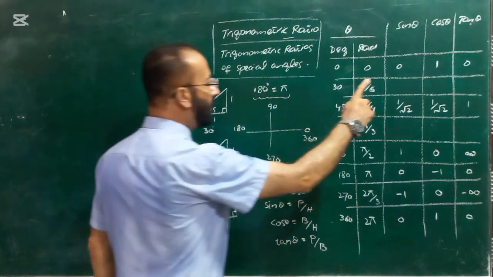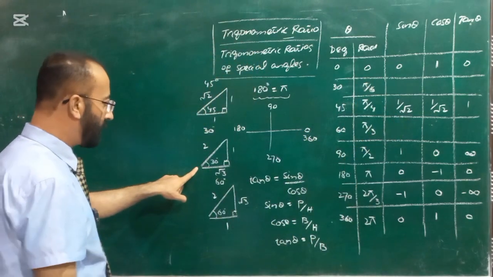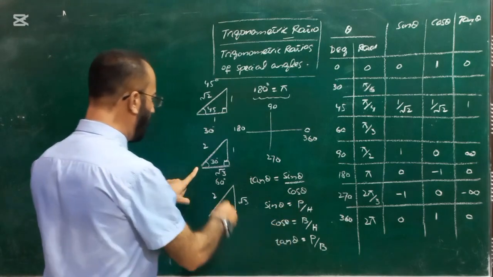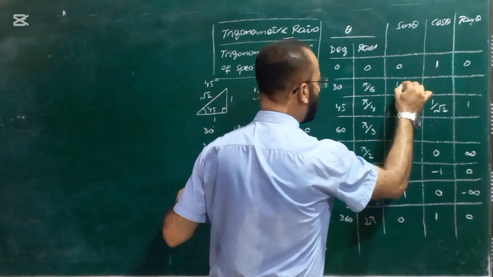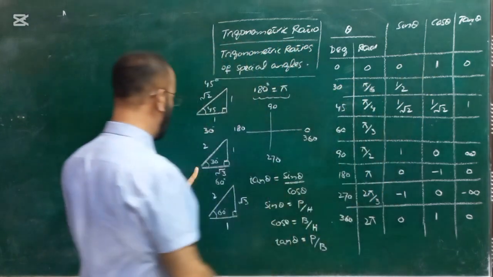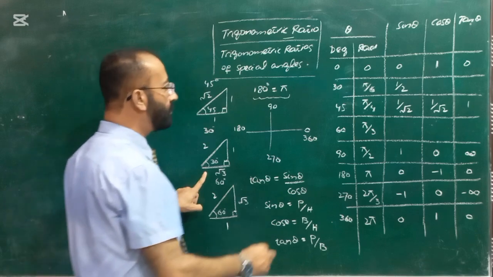So look now, sine 30. Here is the 30 degree triangle. Sine is perpendicular over hypotenuse, so 1 by 2. Next is cos 30. Cos is base over hypotenuse, so square root 3 over 2.